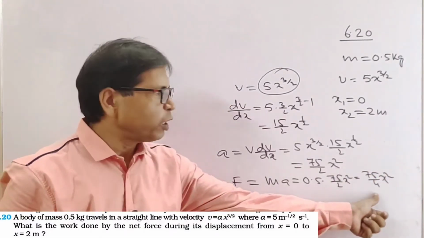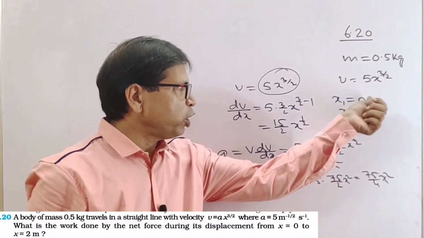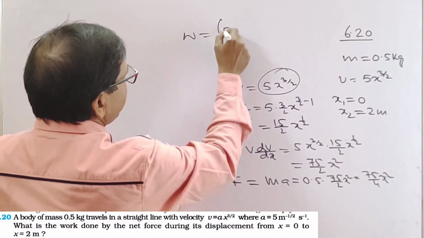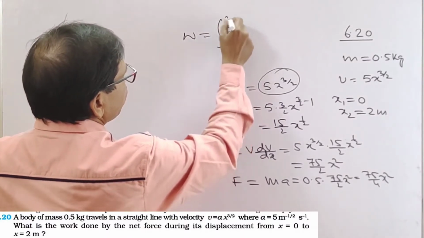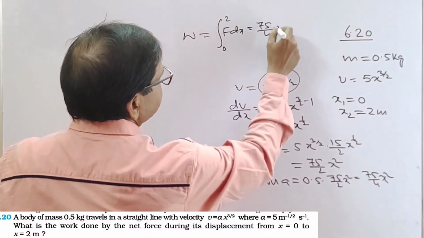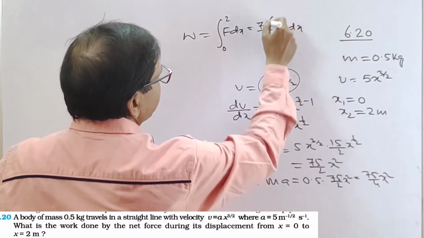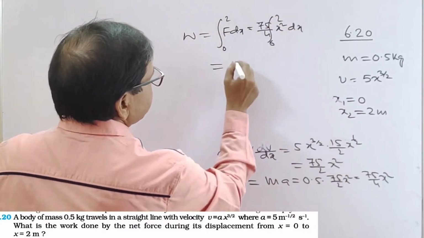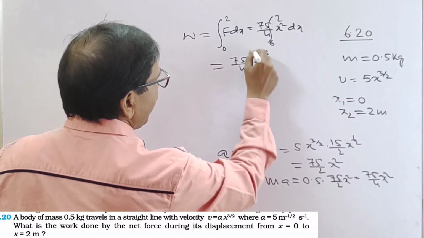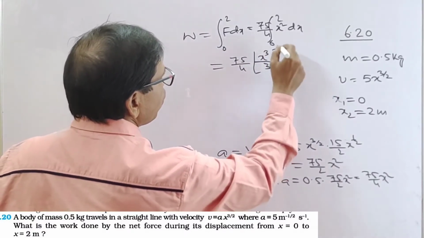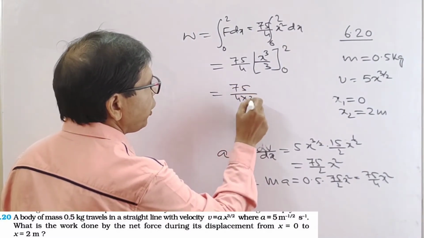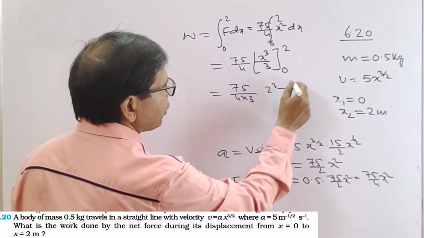Therefore, the work done by this force during displacement 0 to 2 meter is the integral of F dx from 0 to 2. Now F is 75 by 20 x square, so integrating x square dx from 0 to 2, this is 75 by 20 into x cube by 3, with limits 0 to 2. This equals 75 by 20 into 3, into 2 cube minus 0 cube.